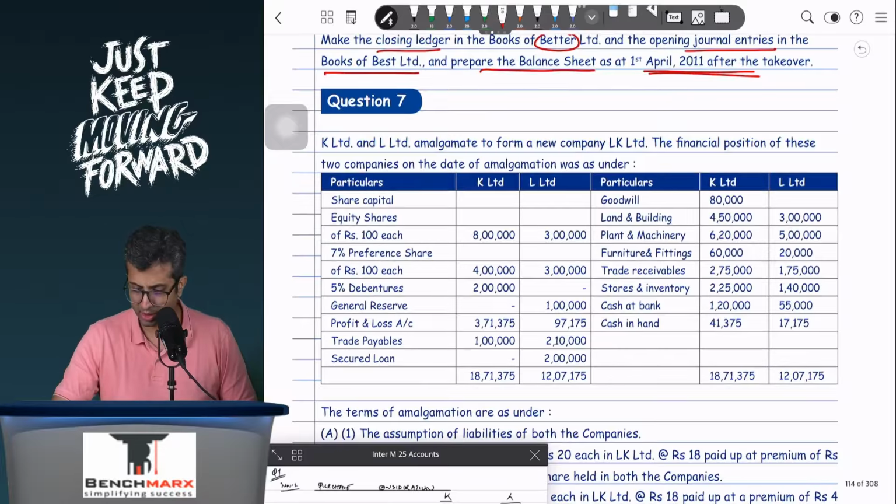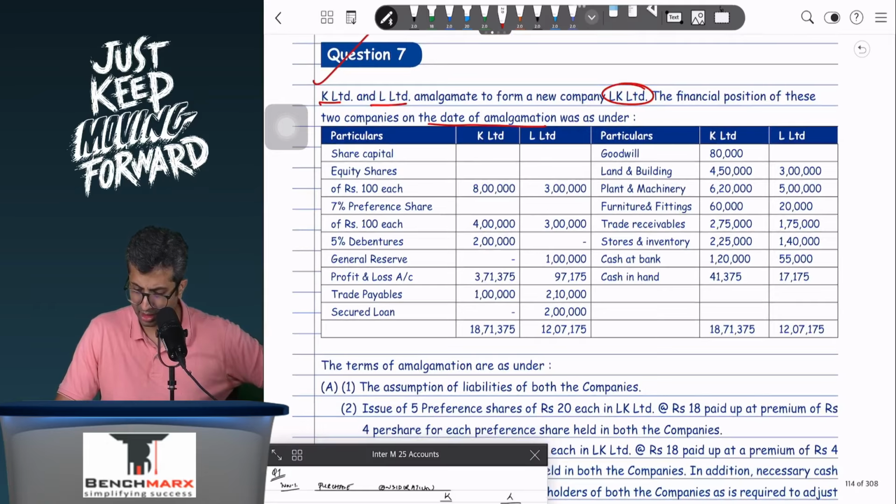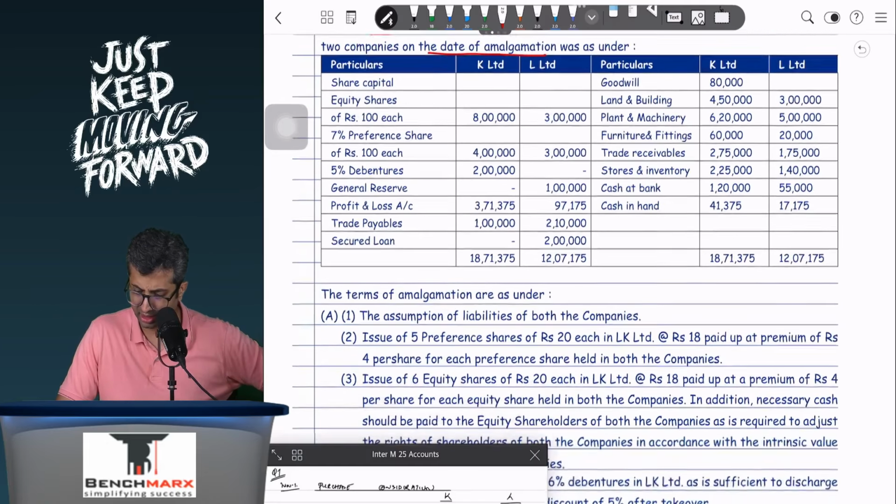So this is question number 7. We will review this. K Limited and L Limited amalgamated to form a new company, LK Limited. So there are two companies, K and L. Even if you do working for one of them, you will be able to solve for the other one. The financial position of these two companies as on the date of amalgamation was as under. So you have the entire balance sheets given for K and L.